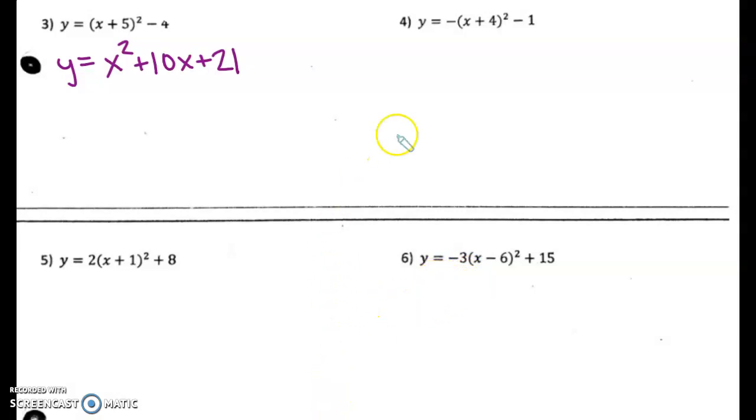Let's do it. Let's do number 4. Okay, you see this negative sign? We can't multiply it into the parentheses until the parentheses are gone. So here's what we're going to have to do.